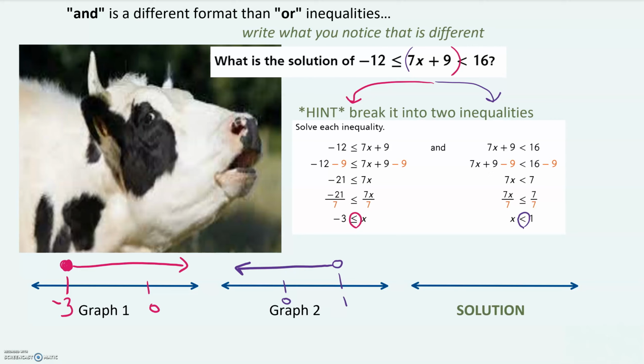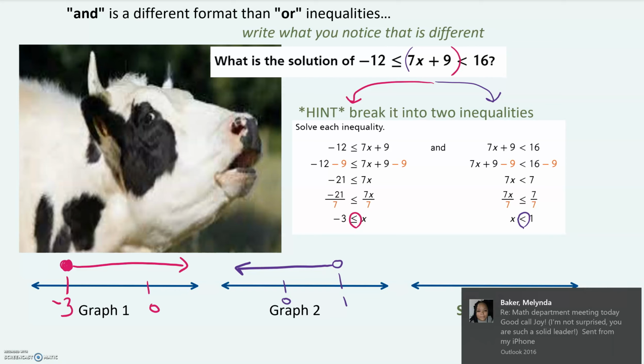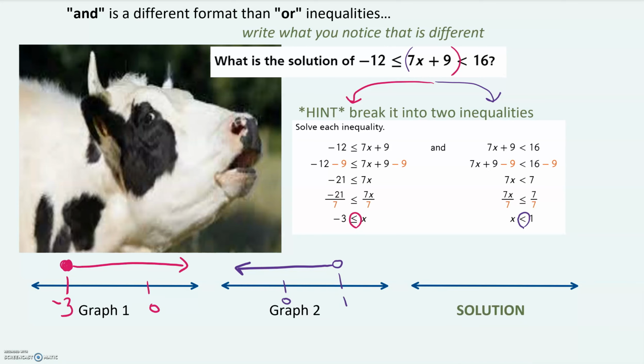Our solution then takes both of these graphs and puts them together on the same number line. So what that means then is if we have negative 3, that is included, we're going to go ahead and fill in that circle. And we have 1 that is not included, so that's the open circle. The part that is in common for both is all of the values in between. So when we take those two graphs and combine them, that shows us our one solution for what x values can be.